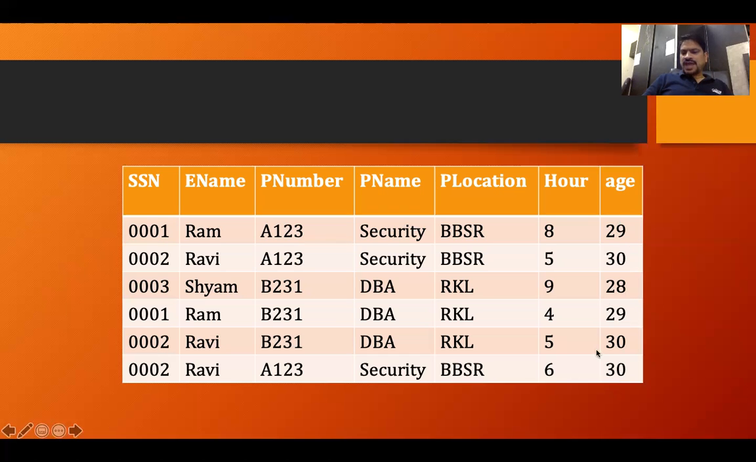Can we say age could be determined? Age cannot be determined by project, because age may be different for different persons. But yes, we can say that one person has the same age. If we are talking about Ram, he definitely has age 29. Again, if we talk about the same person, the age will be the same, right? So for a person, it is true. So we can say that SSN determines E number as well as age.